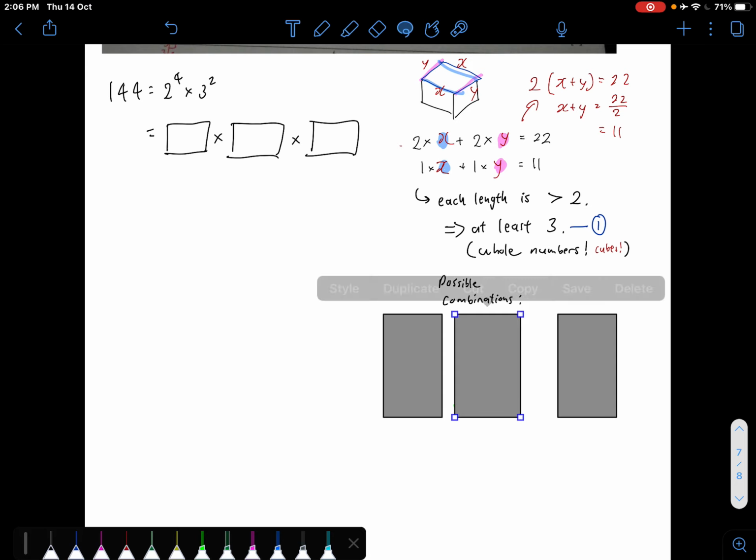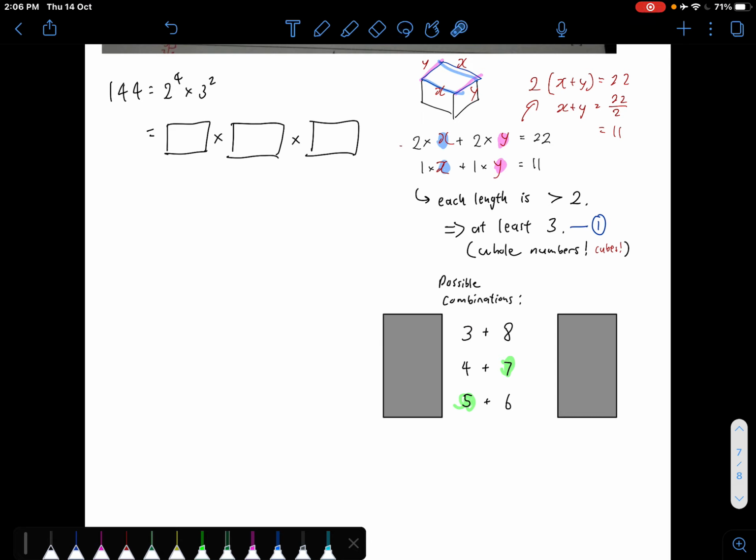So here are the 3 ways. Because each of them must be at least length 3, we start with length 3. Then 11 minus 3 must be 8, so 3 plus 8. Then we consider the next possibility after 3, which must be a 4. Then 4 plus something gives you 11, must be a 7. Then the next number, 5 plus 6 must be 11. Okay, so these are the three ways.